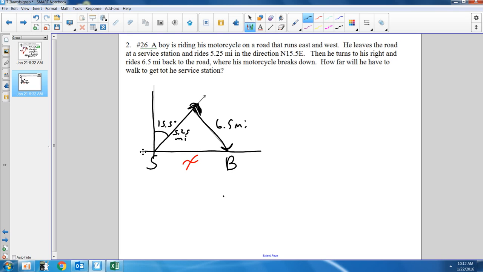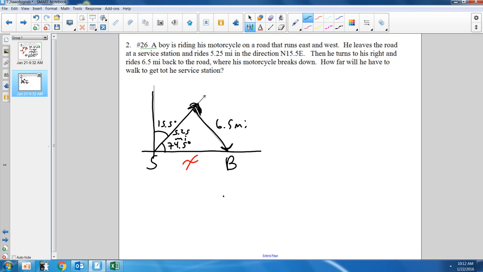So to find this, you're looking at this and you're going to see that this 15.5 is not helping you because it's not in the triangle. So the first thing I have to do is find the complement of 15.5, which is 74.5. Now that's inside the triangle. Now I can do some pairing.